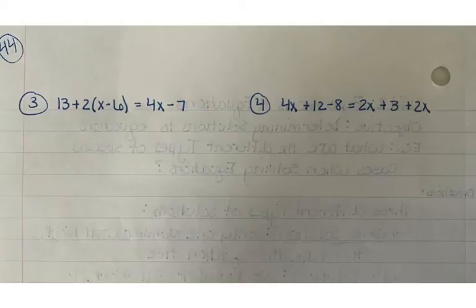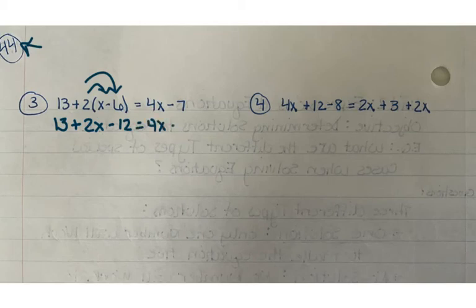All right, so let's look at another example. Notice I'm writing the page numbers in here. You should be doing that too. It really helps to find the right pages. Okay, so if I'm going to solve this, I need to distribute first. So I get 13 plus 2x minus 12 equals 4x minus 7.